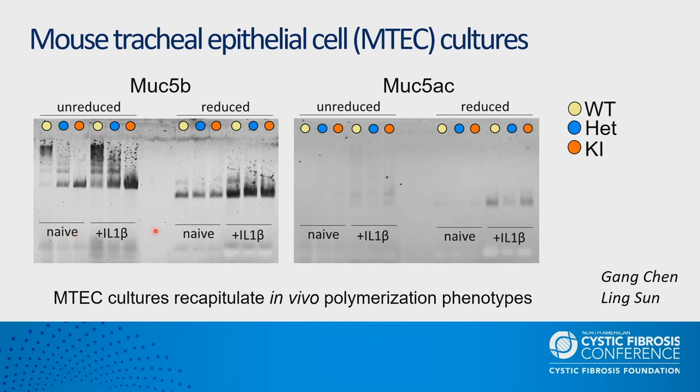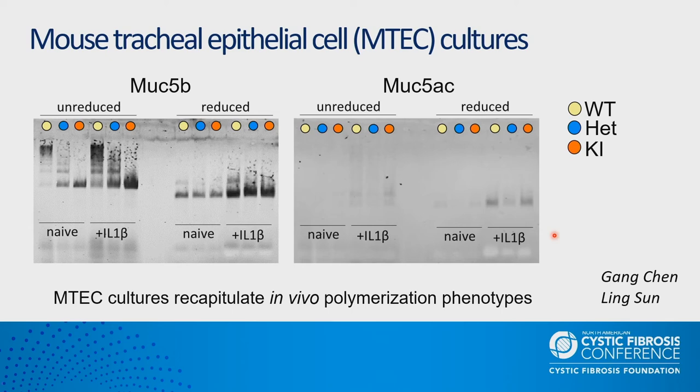You can explore different challenges, and that's what we did. We treated these cultures with IL-1 beta. We see an upregulation of mucin. They don't seem to change significantly their polymerization status, but at that point you can have co-induction of MUC5B and MUC5AC, which we only see when we stimulate the cells with IL-1 beta.